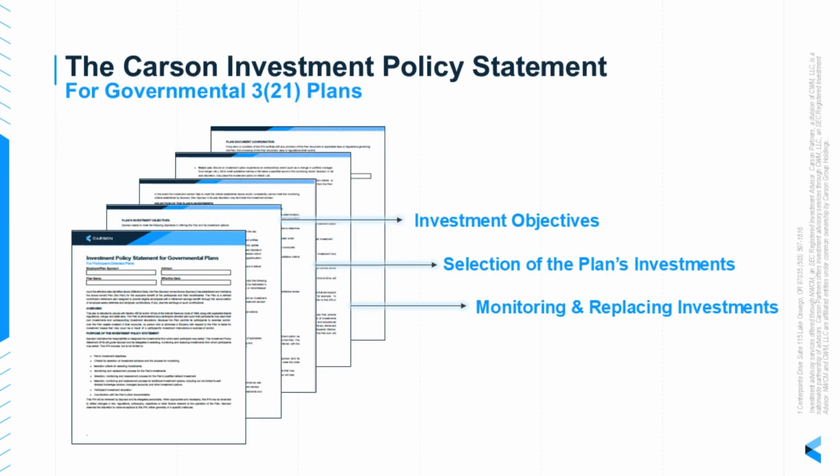Now that we've covered the fundamentals of what an IPS is and why it's important, let's shift our focus to the actual IPS document that has been created for your plan. Walking through this document will help you better understand its key components and see how it aligns with the best practices and considerations we've discussed. As we mentioned earlier, the primary purpose of an IPS is to outline the plan's investment objectives and set a clear process for selecting, monitoring, and when necessary, replacing investment options. Let's take a closer look at some of the key sections of the IPS to see how these objectives are put into practice.